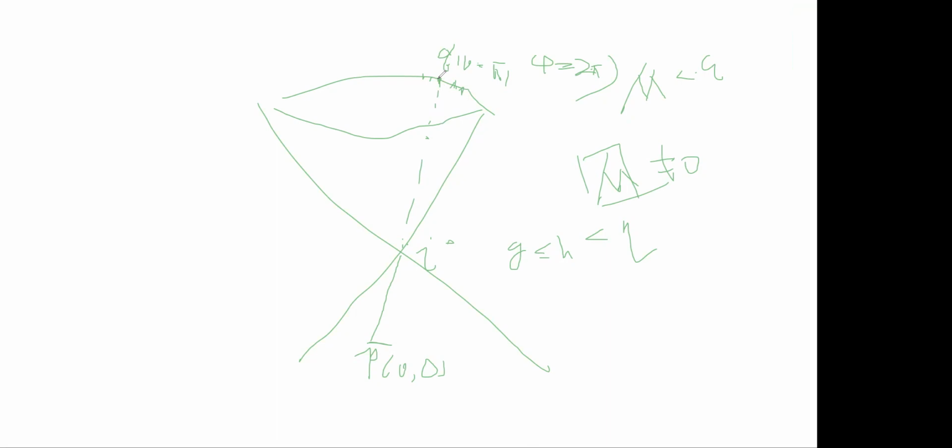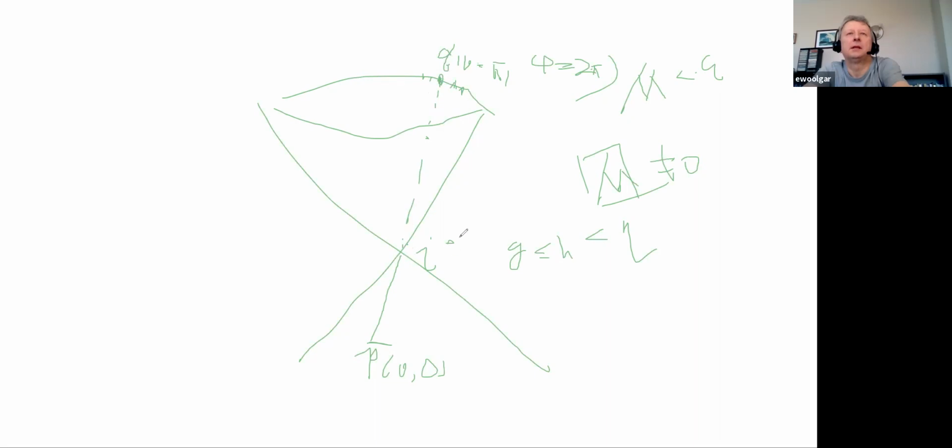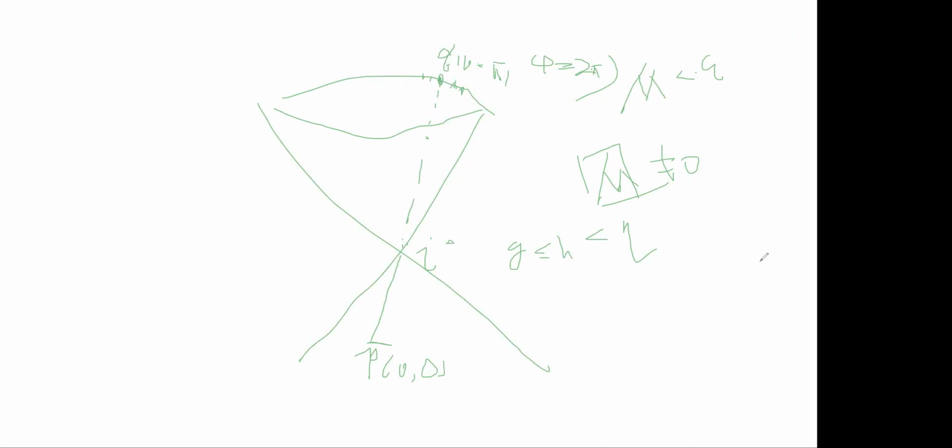No, but you can always choose these points close enough to the I naught. Oh yes, if this point is very far away from the I naught, I agree that what you say is right. But if you take the Q prime close enough to the I naught, then you can always have.